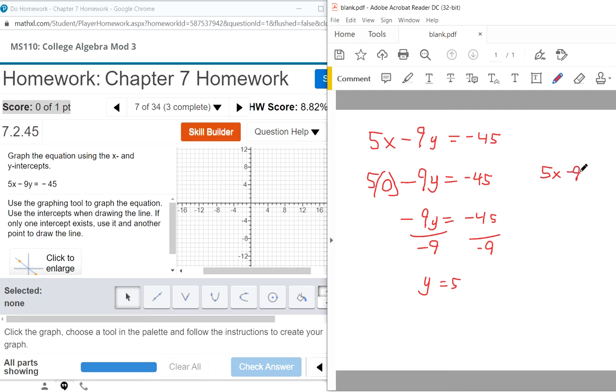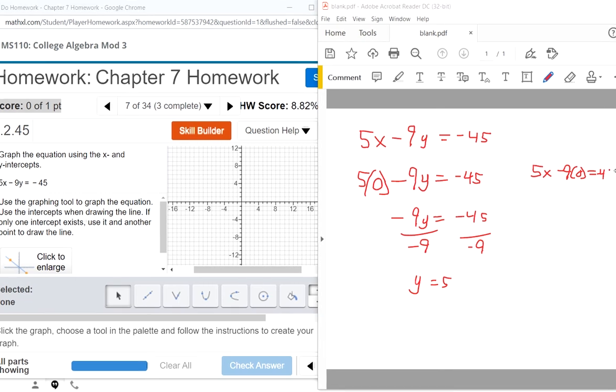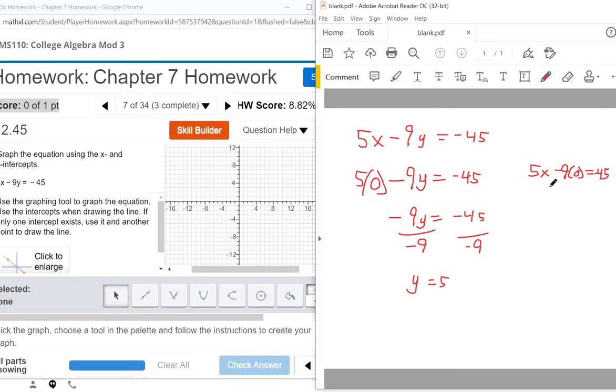I plug in a 0 in for y. And if I do that, I get 5x equals negative 45. If I divide both sides by 5, I get x equals negative 9. So it's going to cross at y equals 5 and cross at x equals negative 9.